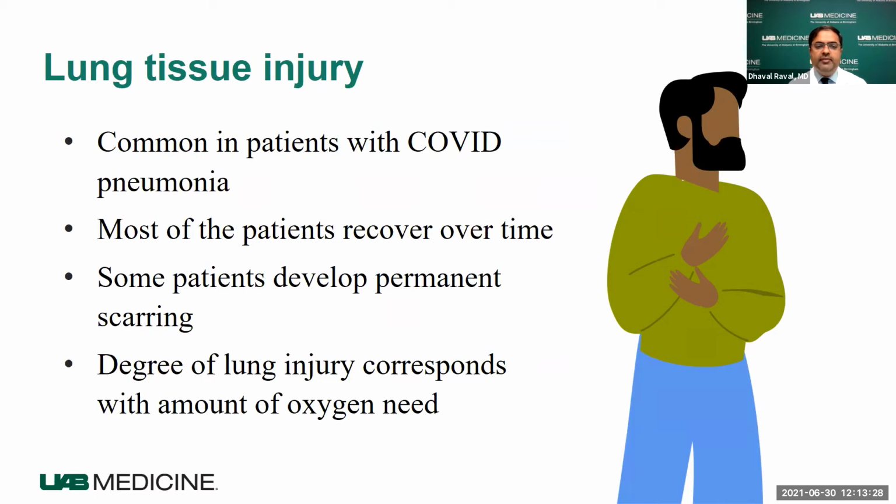And most of these patients do recover over time. However, some of these patients develop permanent scarring, or scarring which may or may not be permanent. Now, pneumonia is the infection within the lung, but sometimes as a secondary result of this infection, patients also develop inflammation outside of the air sac, in what we call the interstitium, or the space between the air spaces.